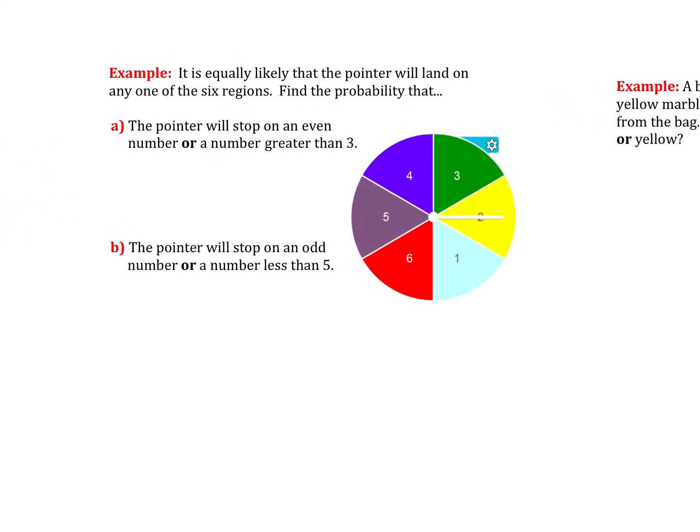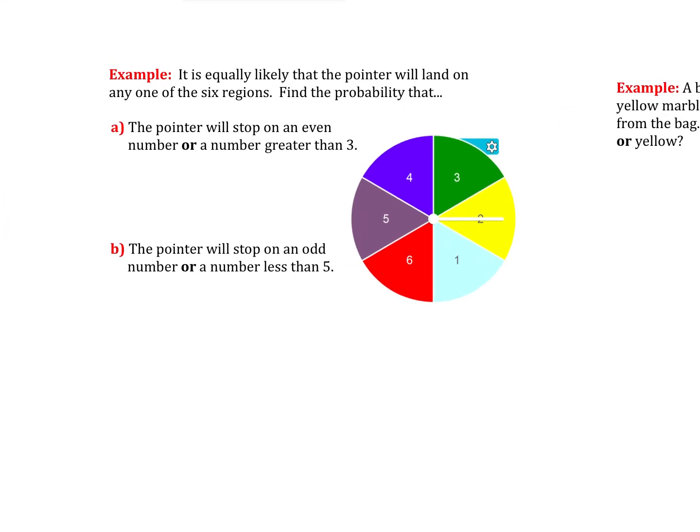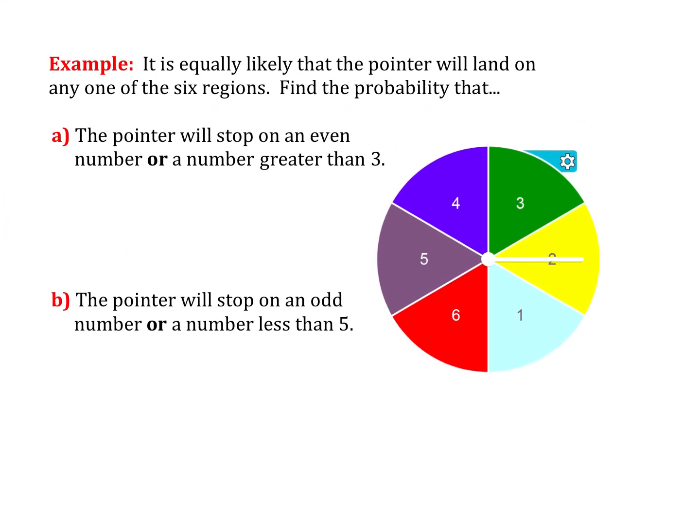All right, next up. It is equally likely that the pointer will land on any one of the 6 regions. So we have numbers 1 through 6, and it is color-coded. All right, so probability that our pointer will stop on an even number or a number greater than 3.